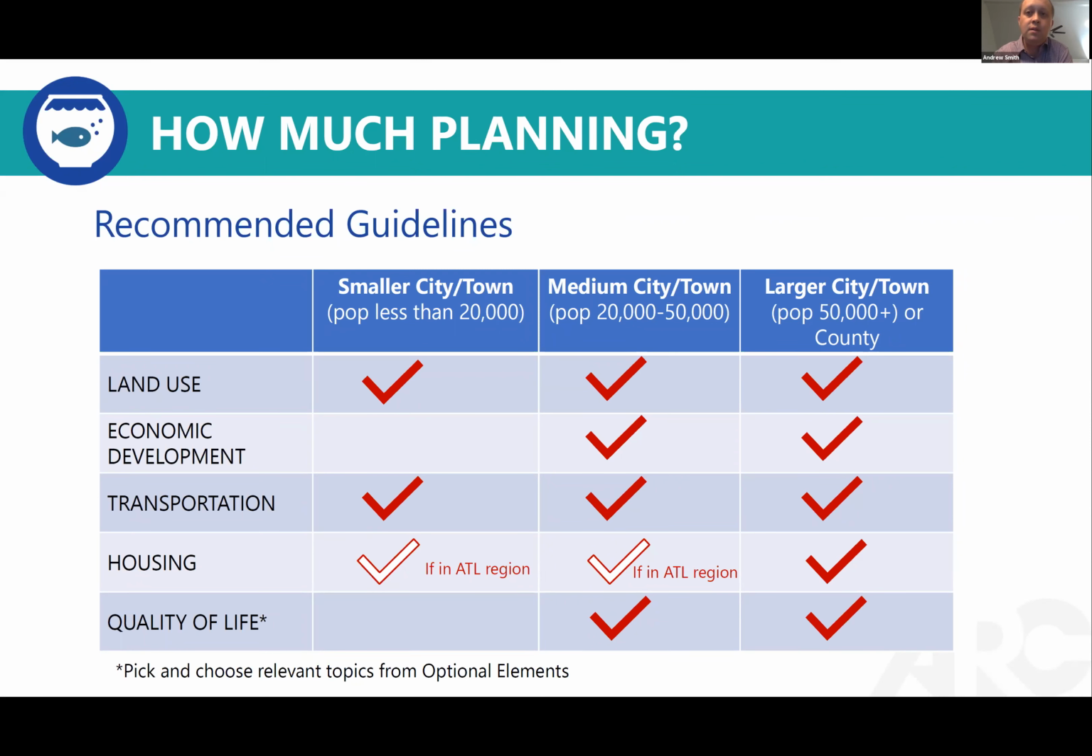And then as the asterisk at the bottom mentions, all the optional elements, natural resources, arts and culture, all those things I think are important. And many, if not most, of our communities in Metro Atlanta tackle those in their plans as well. So large communities, no matter where you are, our view is that you should be looking at all of those areas. Next slide.